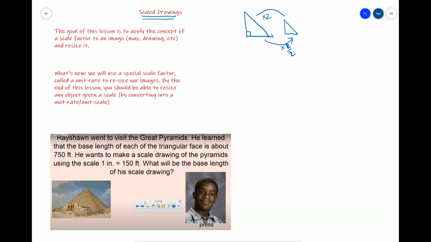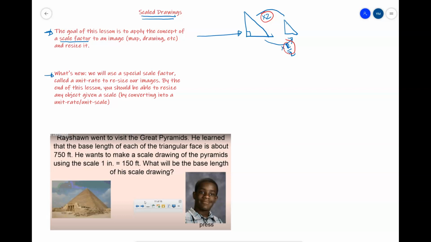So far we have just looked at an example something like this, but now we're going to get a little bit more specific. We know the general idea, let's get more specific. So what's new about this? The goal of this lesson is to apply the concept of scale factors to an image, for example, a map or a drawing, and resize it. You're like, well, isn't that exactly what we have done so far? Yes and no.